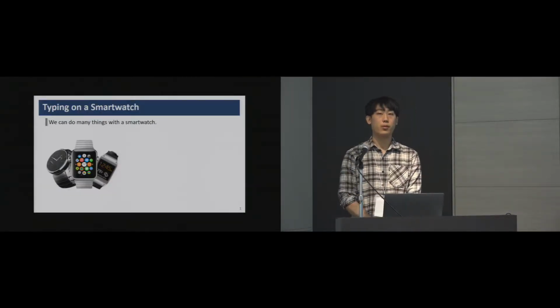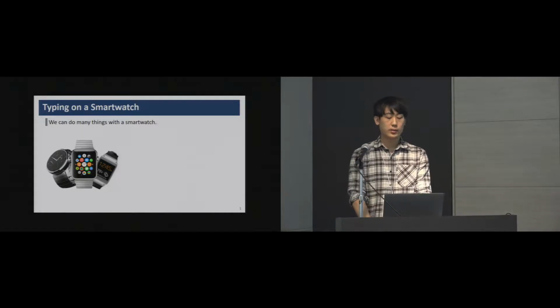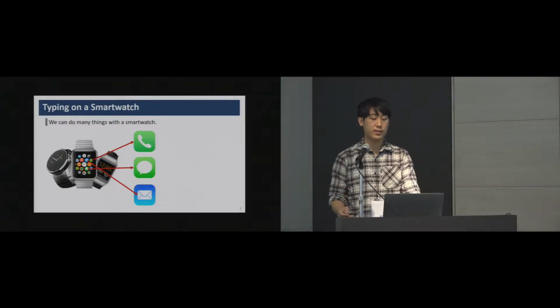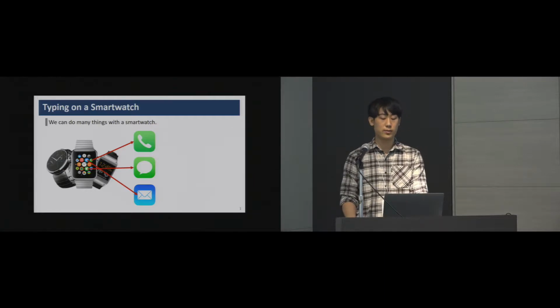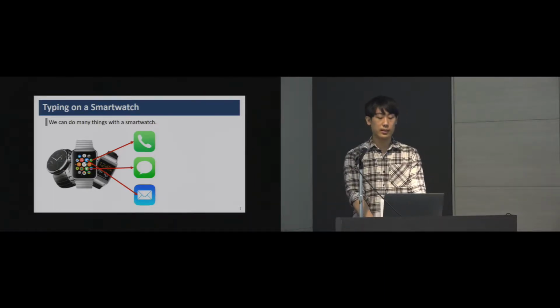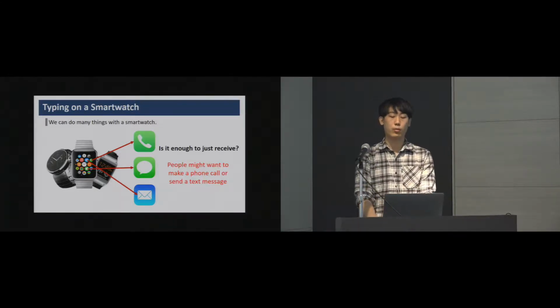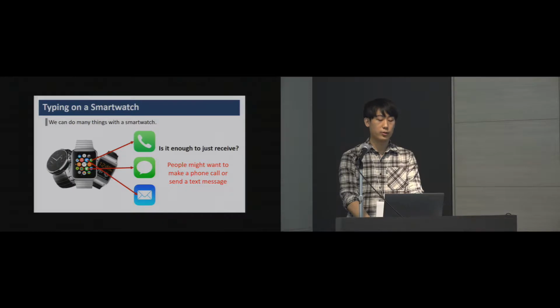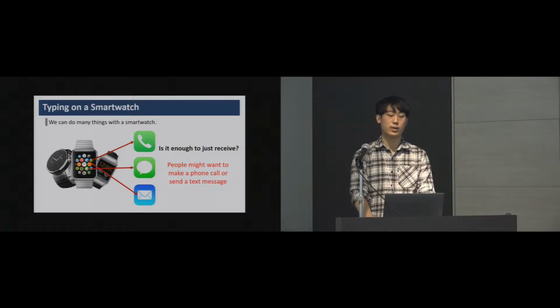Smartwatch is the most popular wearable device. Nowadays, we can do many things we did on smartphones with a smartwatch. For example, you can receive a friend's call, check your text message, and check your email. But just receiving a phone call and reading a message and email may not be enough. You might want to make a phone call, or send a text message with a smartwatch. For that, you should be able to enter text with a smartwatch.